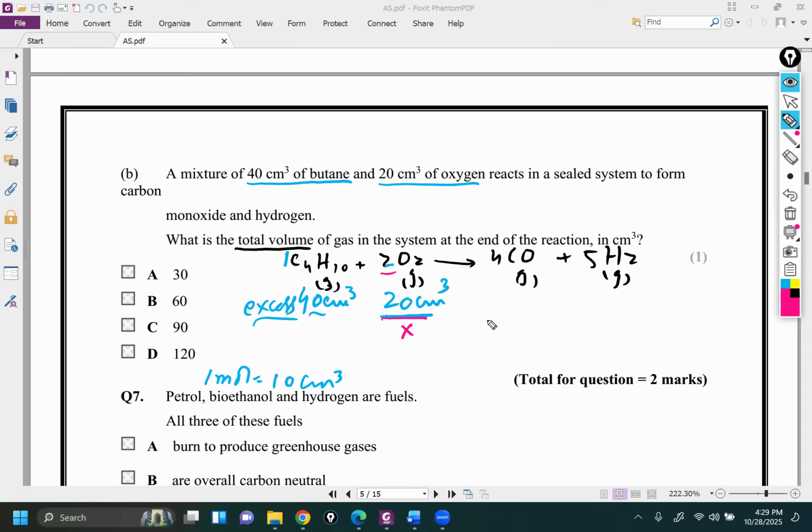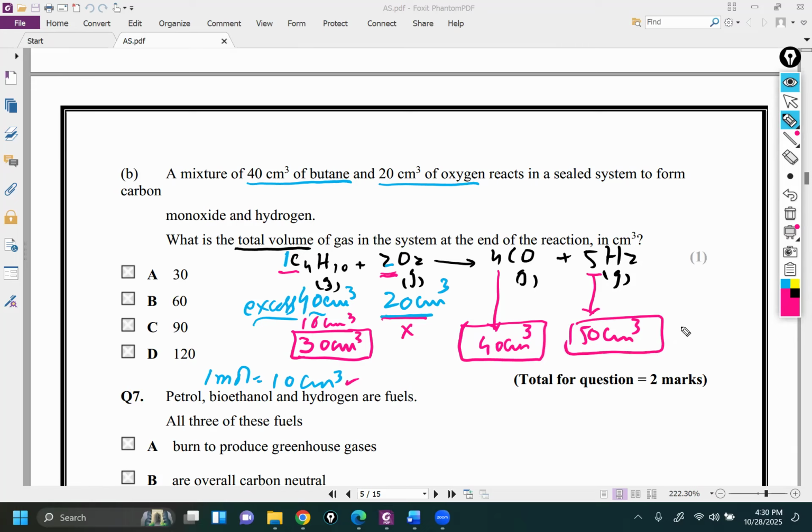4 moles of carbon monoxide is produced. The 1 mole volume under this condition is 10, so this will produce 40 cm3. This is 5 moles of hydrogen, so 50 cm3. Now let's come here. 2 mole volume is 20, the 1 mole volume is 10, so here it is only 1 mole. So out of the 40 which is given, only 10 will be used up and 30 cm3 will remain unreacted. So 30 cm3 of butane is left unreacted, 40 cm3 of carbon monoxide, and 50 cm3 of hydrogen is produced.